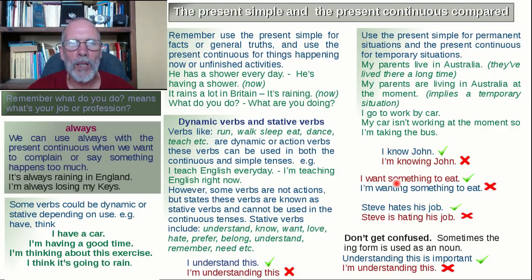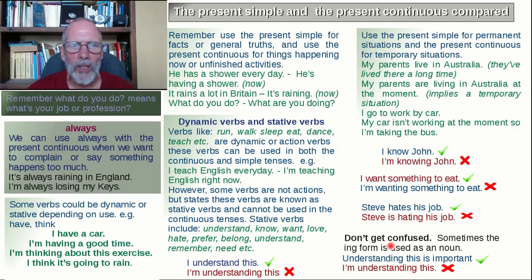I want something to eat. Want is another stative verb. You can say I want something to eat. You cannot say I'm wanting something to eat. Another example, love and hate. Steve hates his job. You can say Steve hates his job in the present simple, but you cannot say Steve is hating his job.